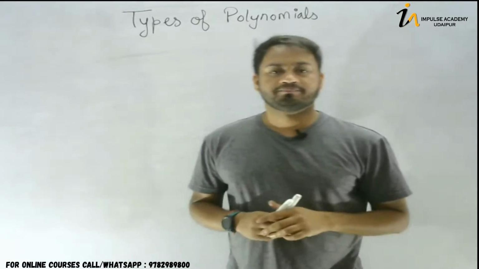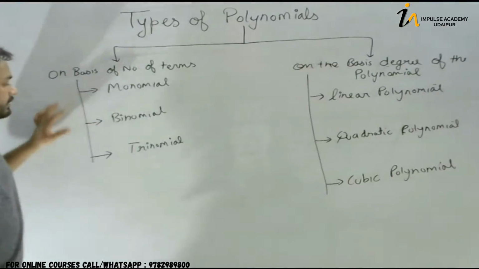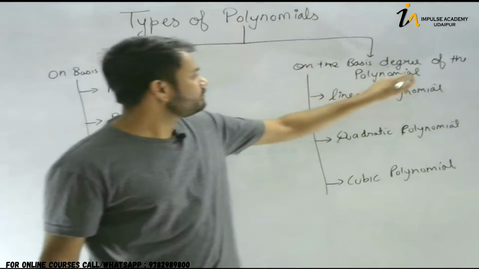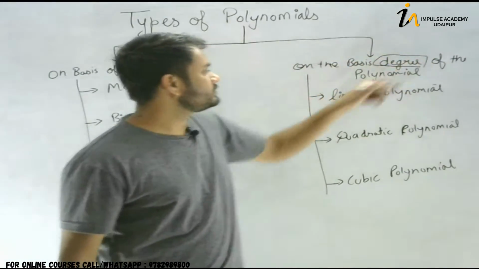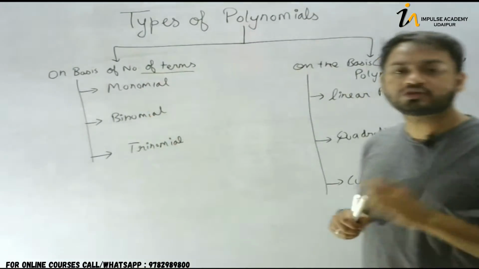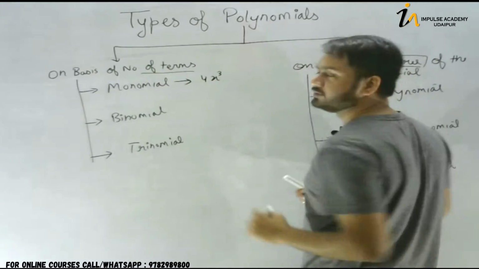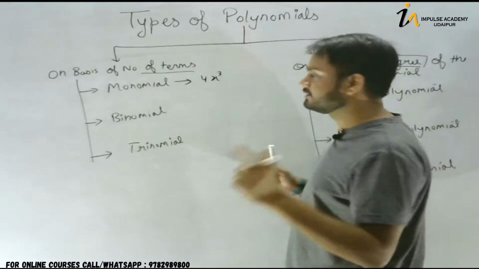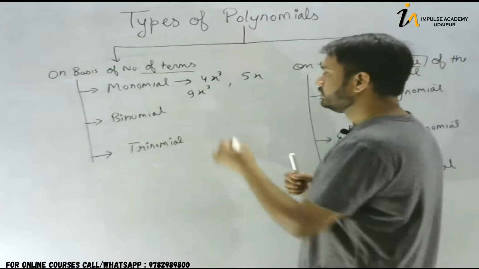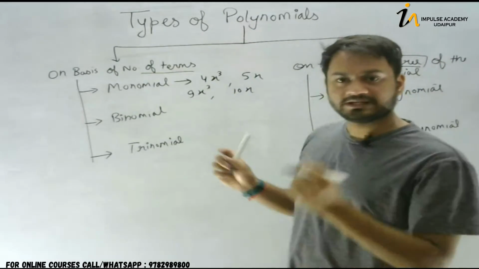Types of polynomial. Polynomials are basically of two types: on the basis of number of terms, which are monomial, binomial, trinomial, and on the basis of degree. First, monomial: those with a single term, for example 4x cubed, 5x, 9x cubed, 10x. These are all monomials because they are a single term.